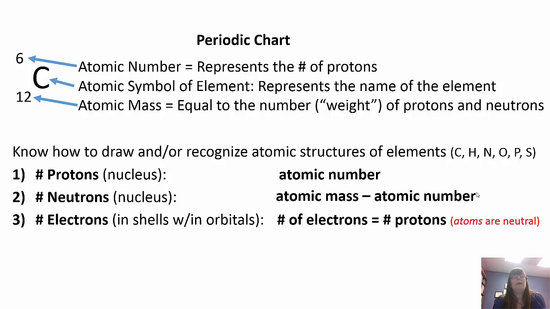So up top there, if you look at carbon, C is the atomic symbol. 6 is the atomic number, so that tells you carbon has 6 protons. Because it's neutral, that tells you it also has 6 electrons. And then the atomic mass is 12, so 12 minus 6 is 6. So carbon has 6 protons, 6 neutrons, and 6 electrons. 666. Not.